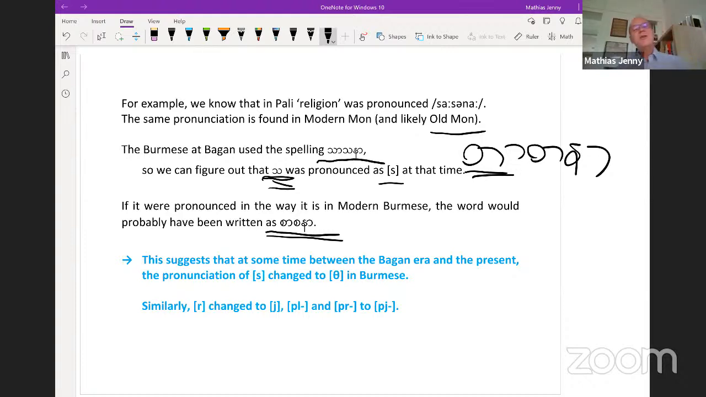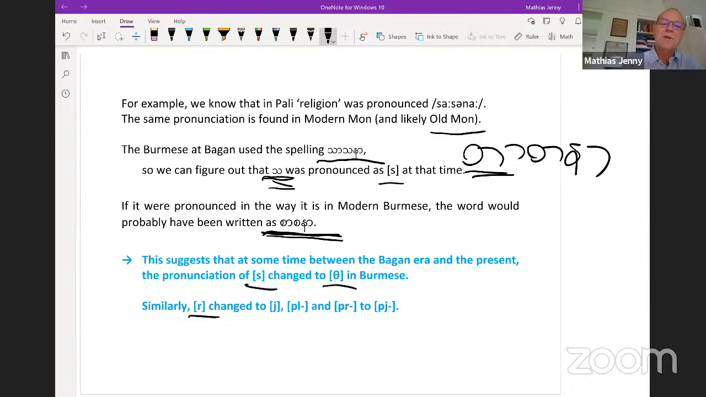Because now imagine you have to write Pali now in Burmese letters. And you hear people's pronunciation, Pali or Mon, sasana. This is probably what you would write in Burmese, because this is the closest you can get. So from this way of spelling, we can figure out how Burmese was pronounced, and that the change from S to th had not happened yet in Bagan.